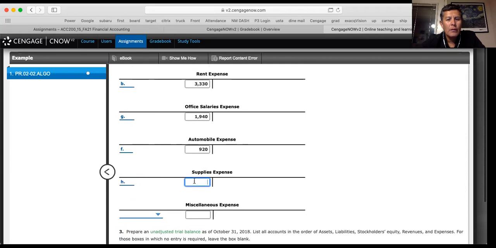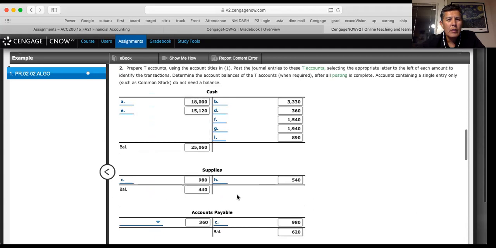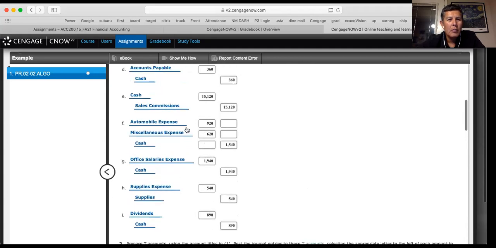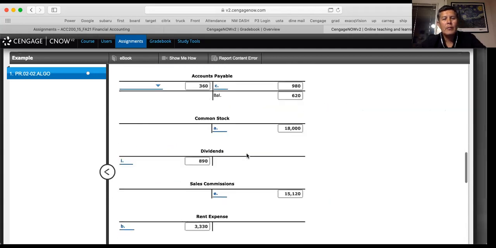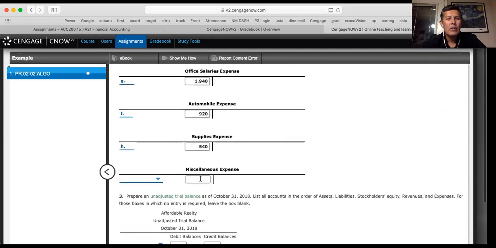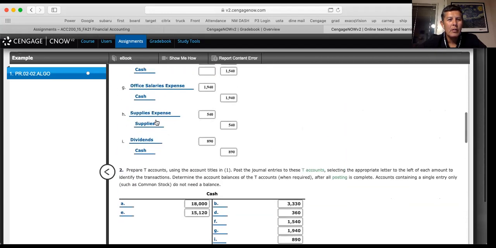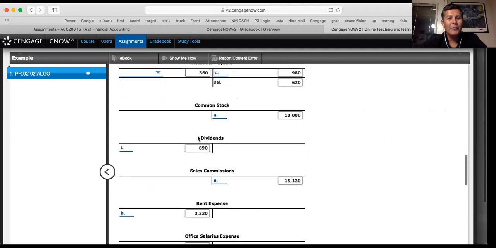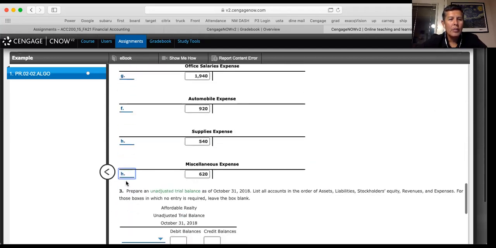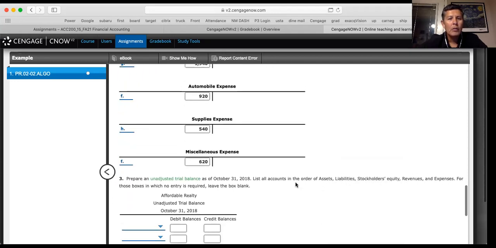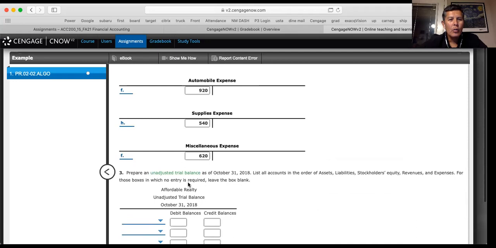Now I need miscellaneous expense, so I just have to go back up here. 620 miscellaneous expense, 620. I'm going to put this letter in so I don't forget it. What did I say? I hope that was H. Double check. Nope, it's F. Oops. See, always double check. Okay, F.